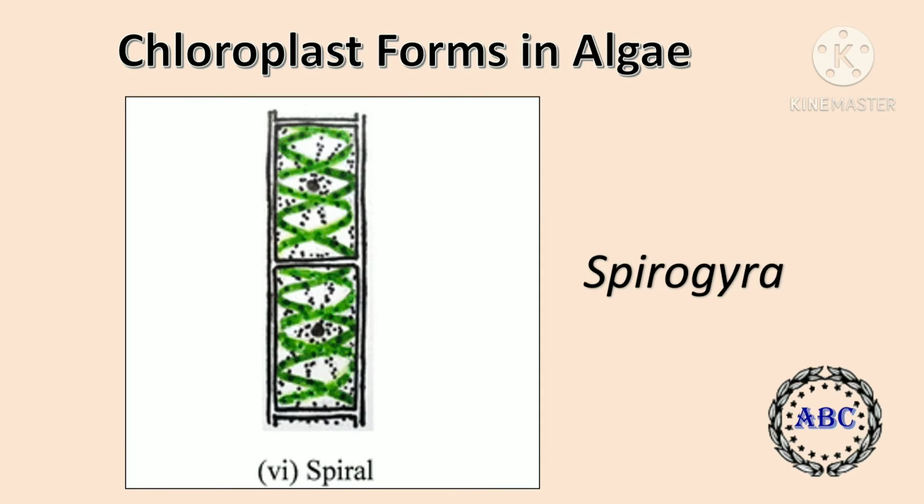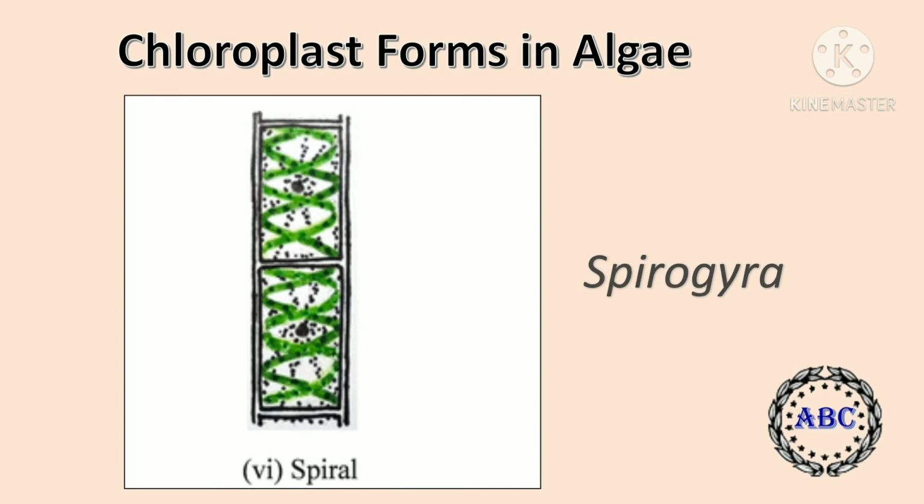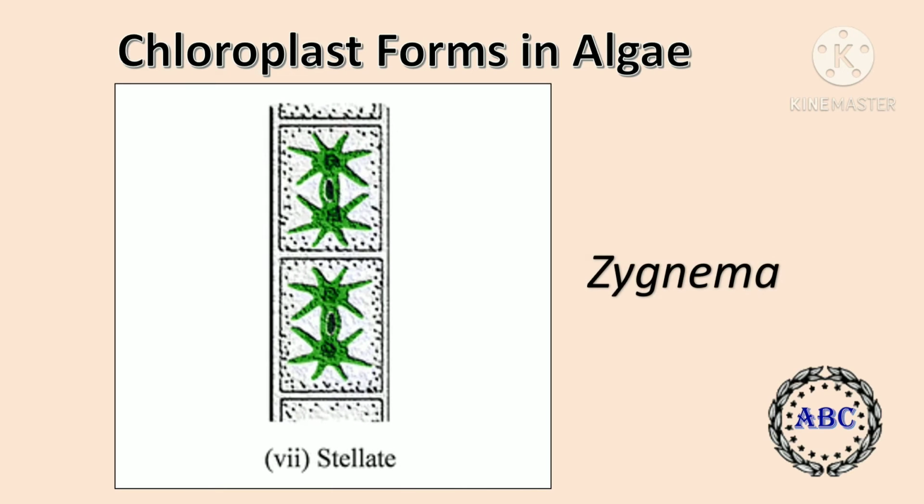Spirogyra shows a spirally arranged long ribbon-shaped chloroplast. Due to that shape of spirally arranged chloroplast, the name of that algae is Spirogyra. Two star-shaped chloroplasts are present in a single cell of Zygnema. Zygnema is a filamentous algae. Each cell shows two chloroplasts and each chloroplast is star-shaped, so it is called a stellate chloroplast.